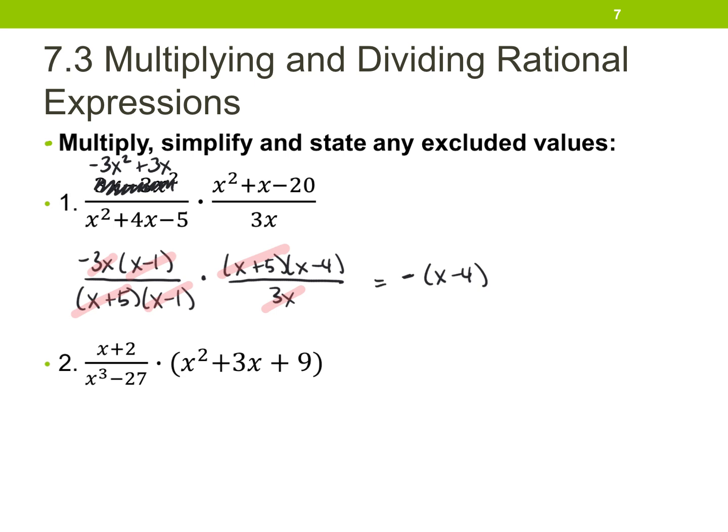Okay? Alright, so the excluded values are anytime x was in the denominator. So x cannot equal -5, 1, or 0. Okay, this is -5 from this part. Can't equal 1 because of this. 1 minus 1 gives you 0. And also this can't equal 0 because 3 times 0 is 0. And that would give you 0 in the denominator. Okay, so that right here would be your final answer.